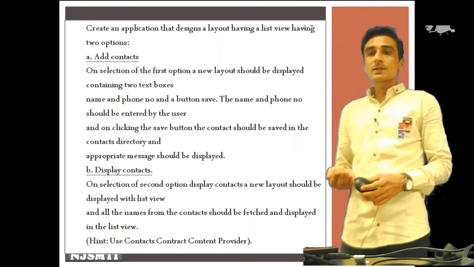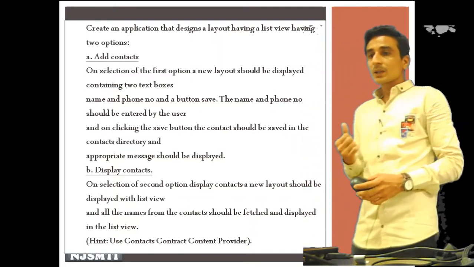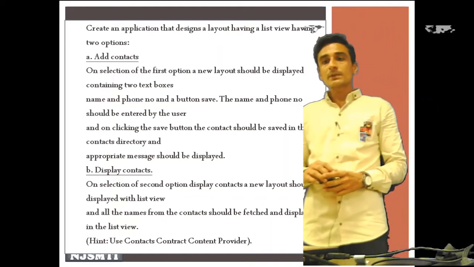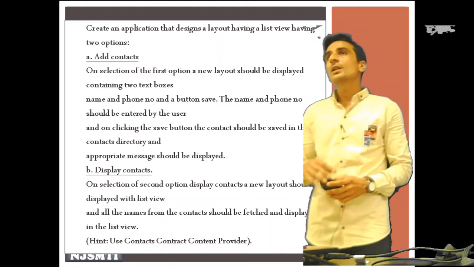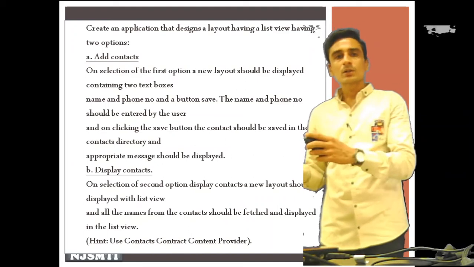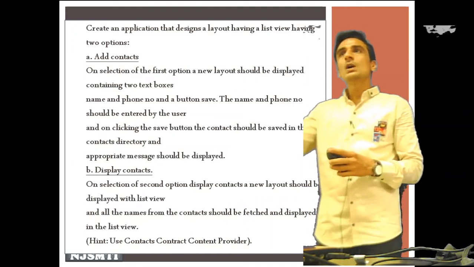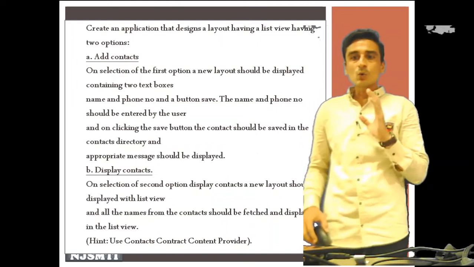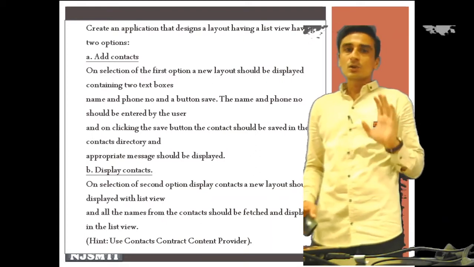Another operation to be performed is display contact. On selection of the second option, display contact, a new layout should be displayed with a list view, and all the contacts should be fetched and displayed in the list view. So the second option should show another layout. This layout should have a list view in which we have to list all the records of the contact content provider, and we have to only show the names of the contacts. Nothing else is to be shown.